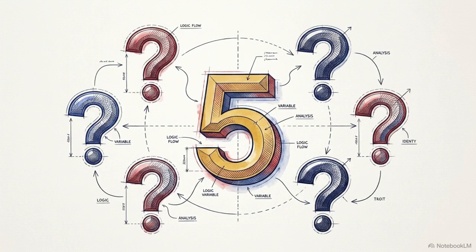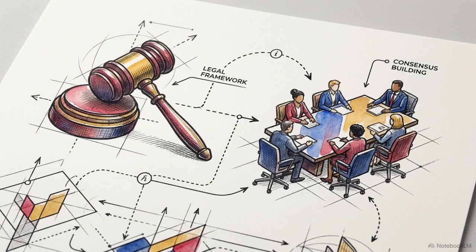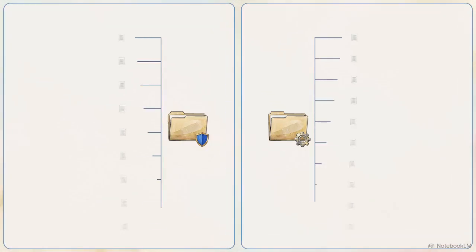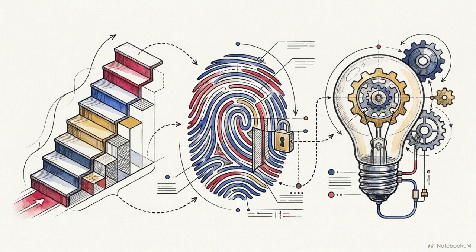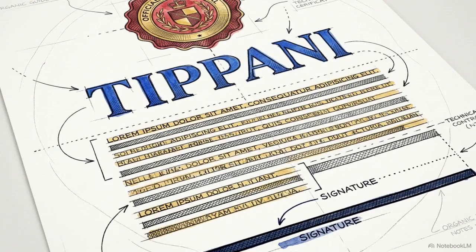Question 2. What 5 questions does it answer? What, how, when, where, and who? And question 3. Name 2 office procedures related to decision-making. You can list meeting and tapani. For a longer answer, be prepared to explain the 9 points of importance or the 10 considerations used while formulating a new procedure. Remember our core takeaway: office procedure equals clear steps, clear responsibility, and effective work.